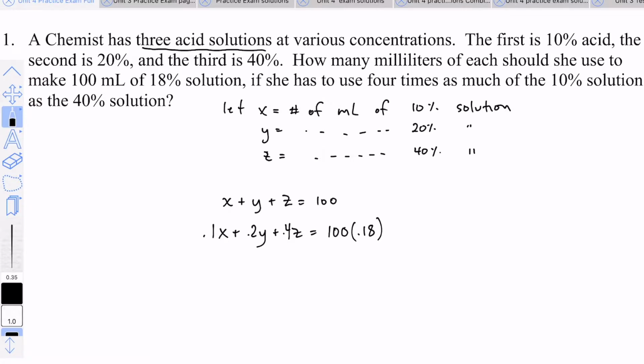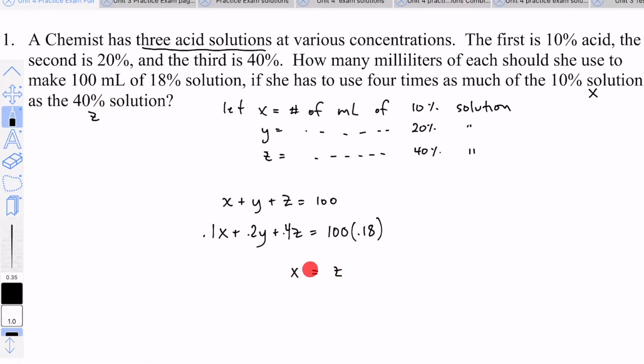Now the final equation is going to come from this statement right here. She has to use 4 times as much of the 10% solution. So that 10% is going to involve the x variable. As the 40% solution, that is going to involve the z variable. So x and z, and because I need to form an equation, there needs to be an equal sign here. Now, x is not equal to z. It says here that she has to use 4 times as much of the 10% solution as the 40% solution.